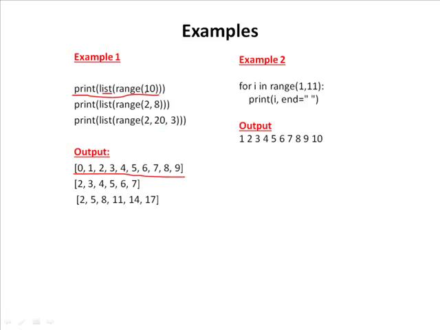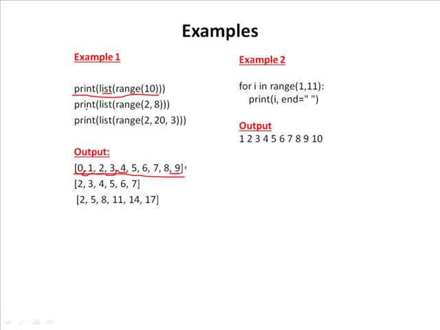So here the stop value is 10, that means it will generate up to 9 only, and there is no start value, so by default it starts from 0, and there is no step value, so by default it increases the value by 1 every time. See 0, 1, 2, 3, 4, 5, like that. And here I have used this list to convert the entire sequence into list type. So see, all these elements are inside the square brackets.